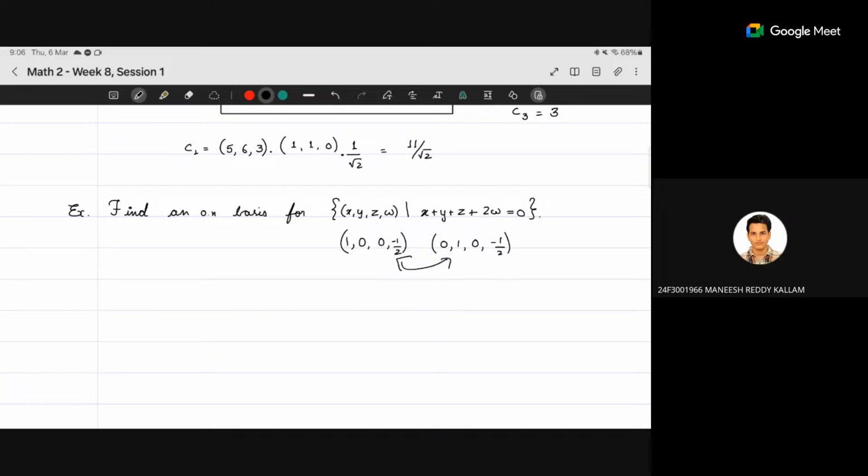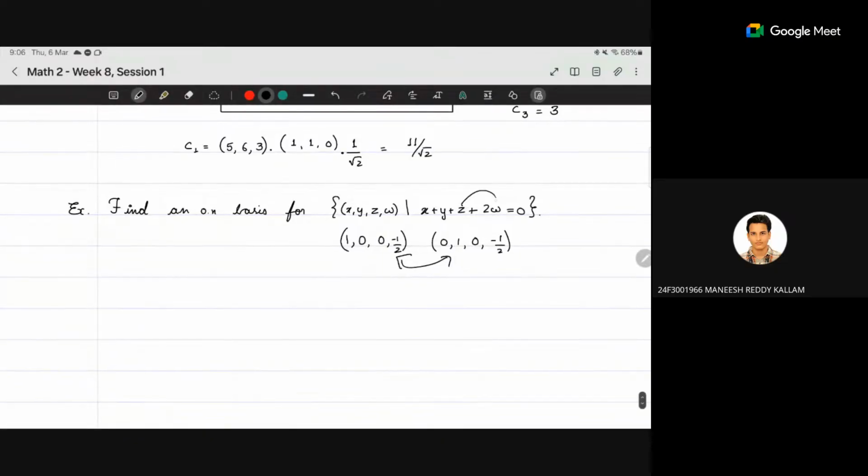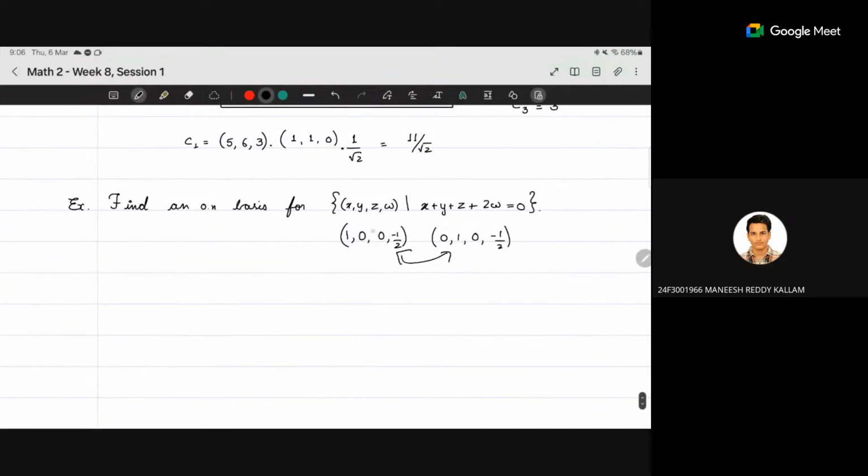No, it's a plane. It's a hyperplane in R4. So one of them can be written in terms of the others. So dimension is 3. That's okay. But can you find an orthogonal basis or an orthonormal basis just by looking at it? I don't think so.